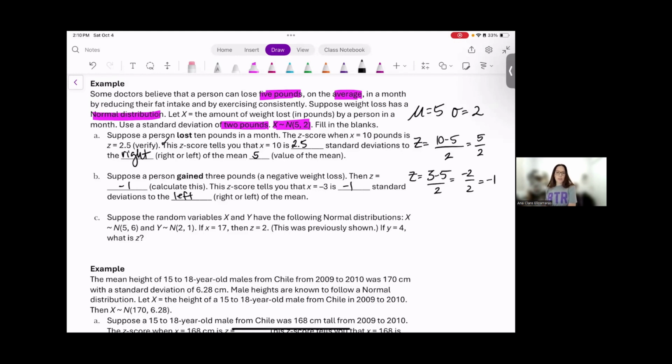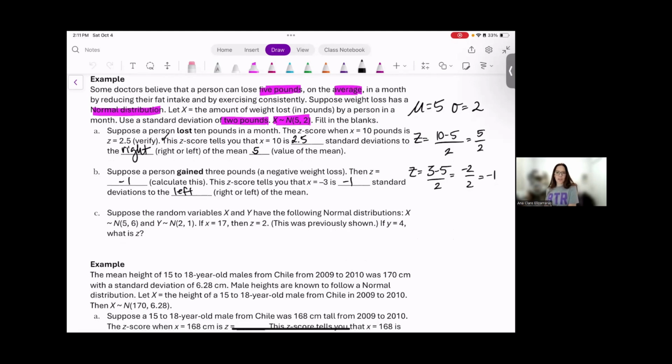Suppose the random variables x and y follow normal distributions where x is 5, 6 and y is 2, 1. If x is 17, then z is 2, as above. X is 17 and z is 2. If y is 4, what is z? So now we're referencing these numbers to calculate a z-score. Z equals the value minus the mean divided by the standard deviation.